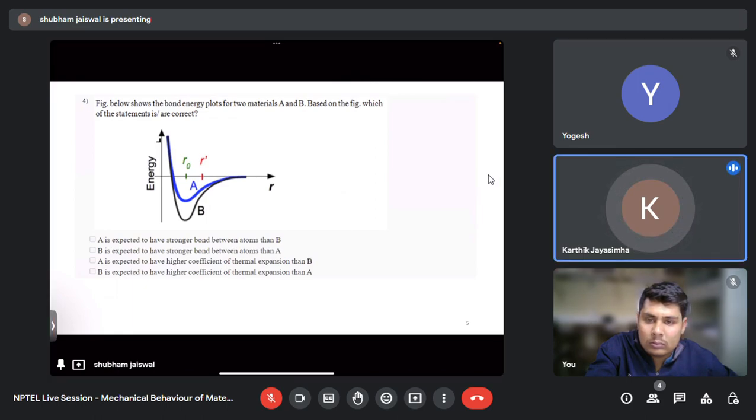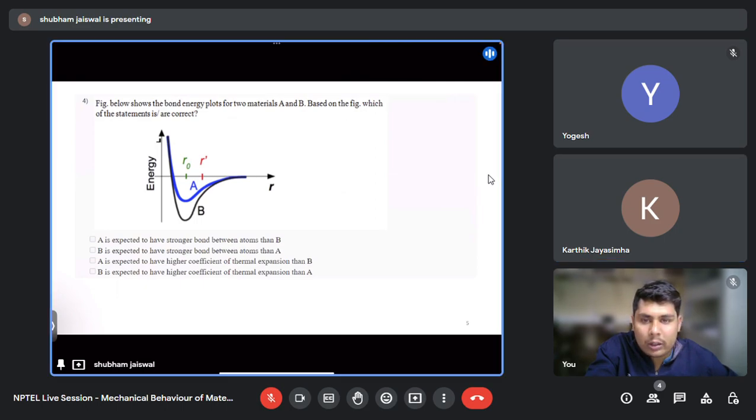Sir, B is expected to have a stronger bond because it is having a steeper curve. And then option C, A is expected to have a higher coefficient of thermal expansion because since the bond strength is low, it can easily expand due to thermal effects. So option B and option C. Yes, you're correct.